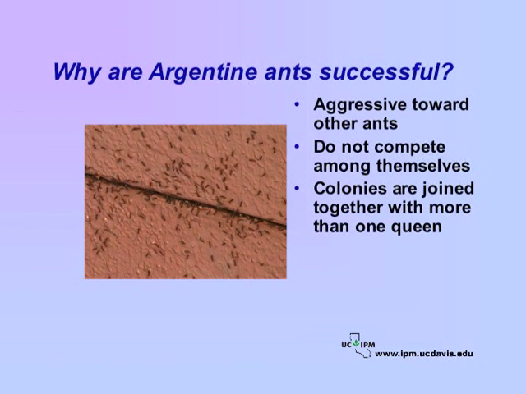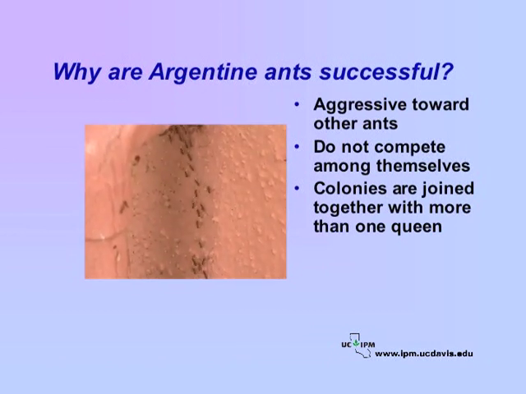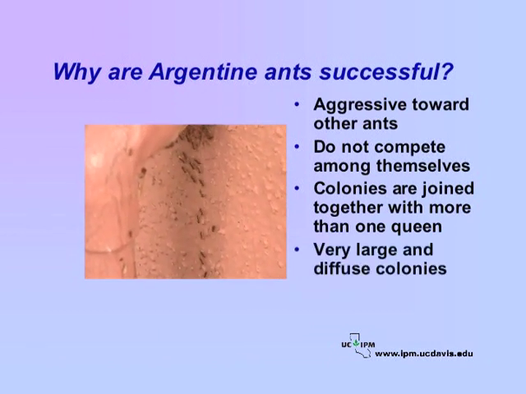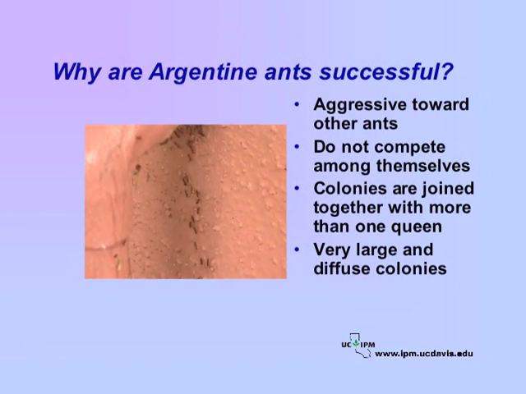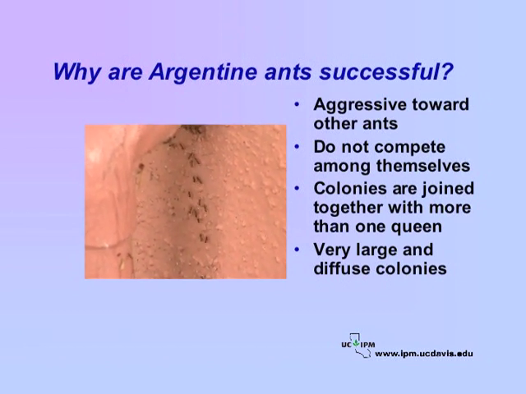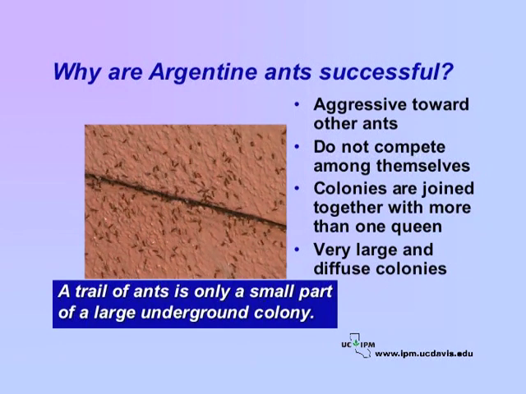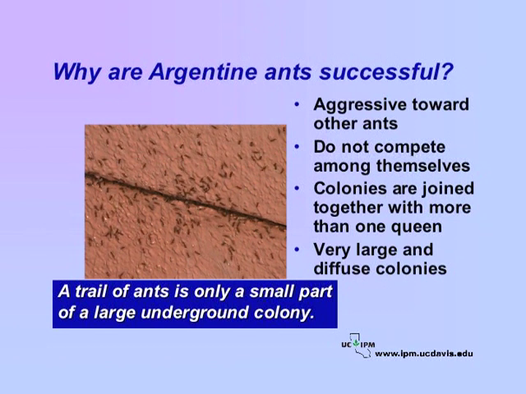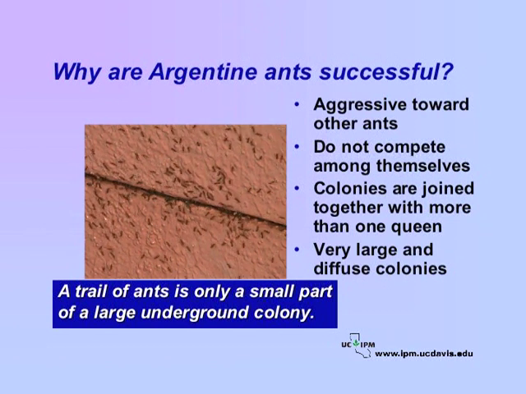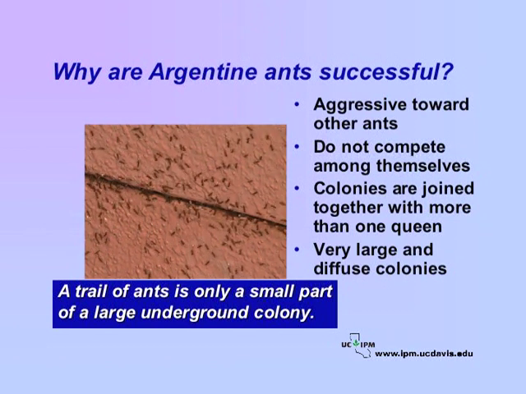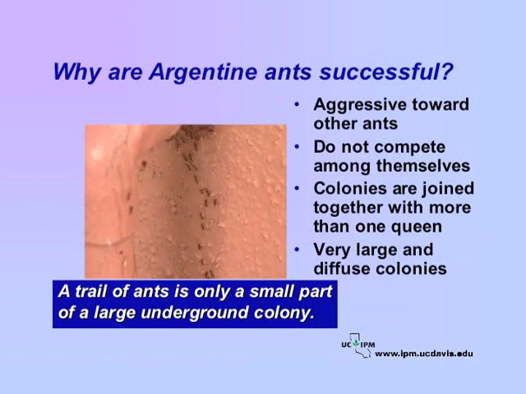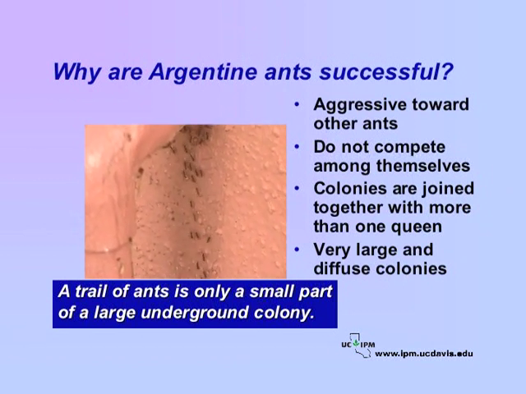Argentine ants nest underground in soil, just below the surface. Nests may be shallow, but colonies are very large and diffuse. When you see a trail of ants, no matter how large, keep in mind that you are only seeing a small fraction of a large underground colony. So when you are trying to manage ants, consider the whole colony, not just the ants you see.